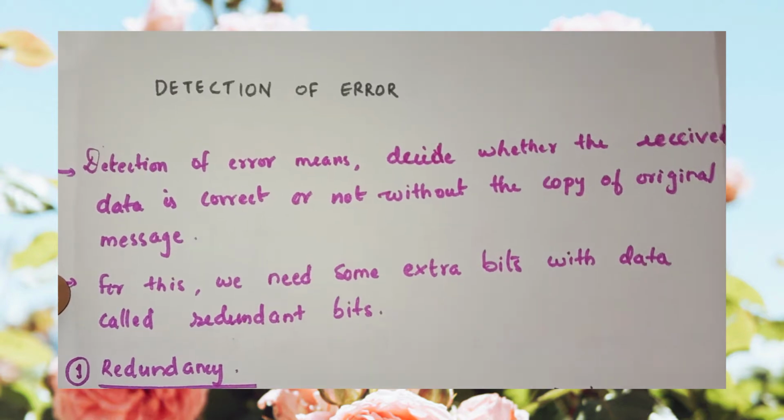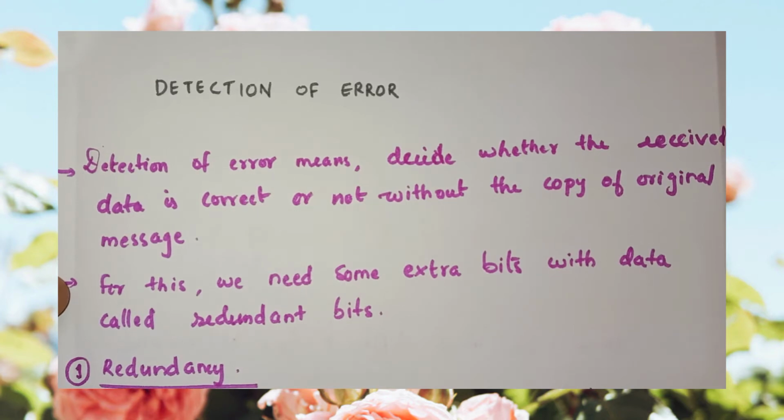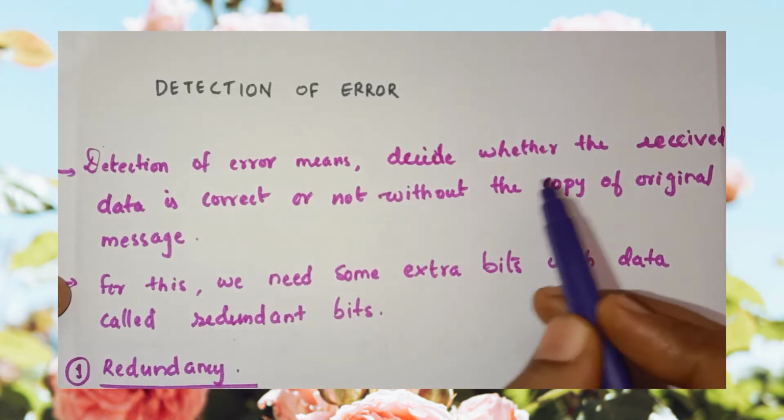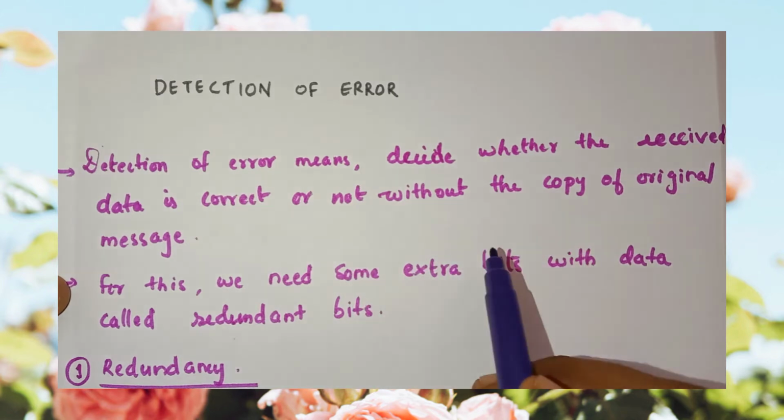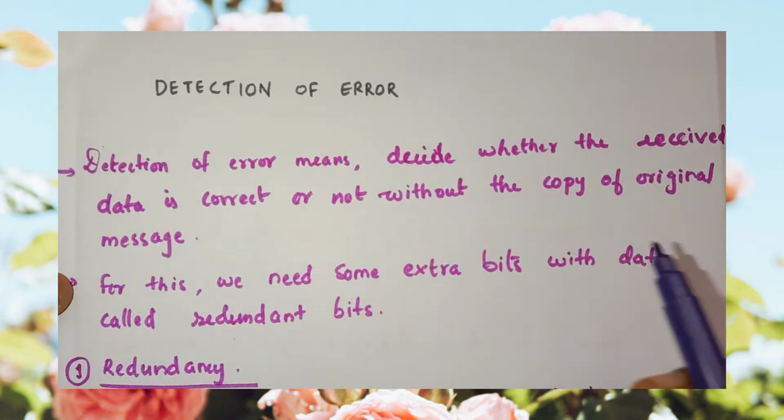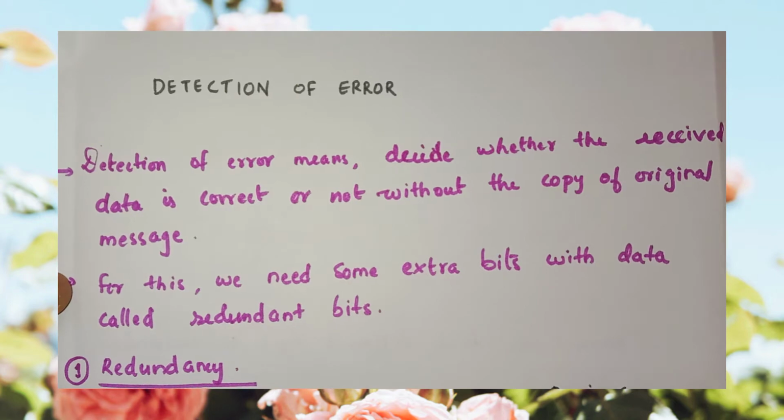To reduce the error, we want to detect the error and correct it properly. First, we want to detect the errors in the message. Detection of error means deciding whether the received data is correct or not without the copy of the original message. That means the receiver can identify whether the received message is original or not.